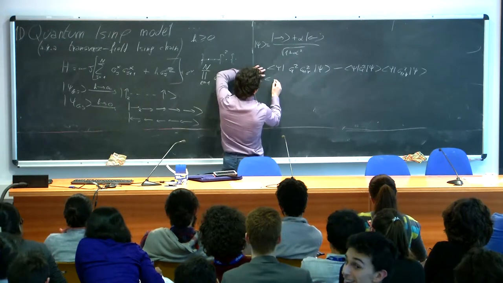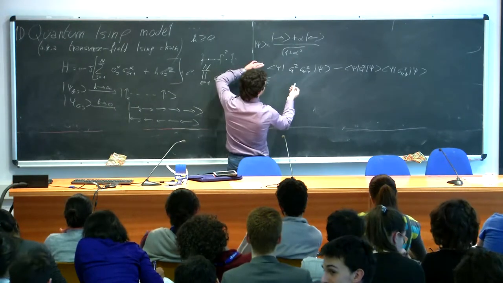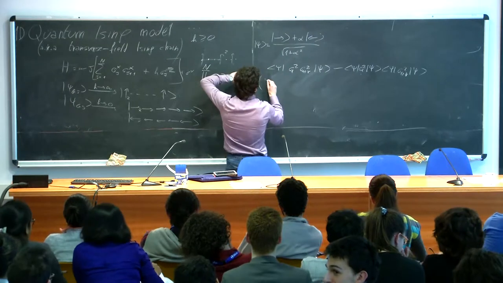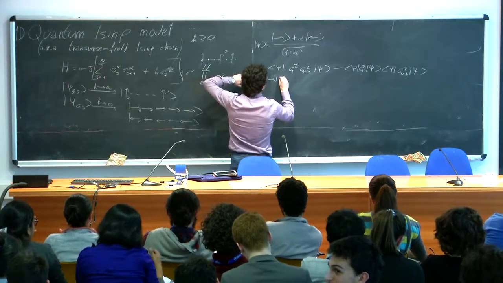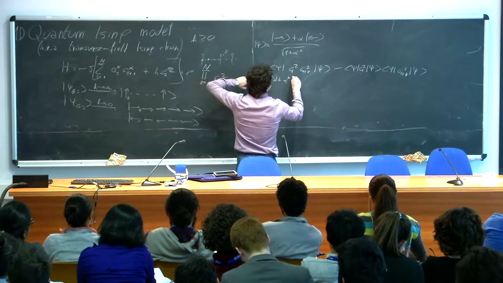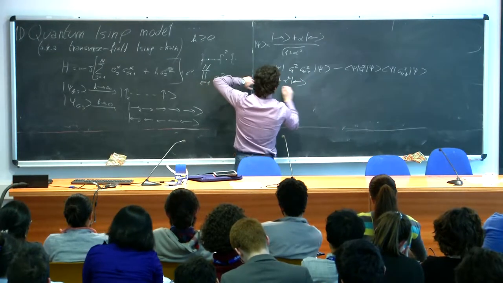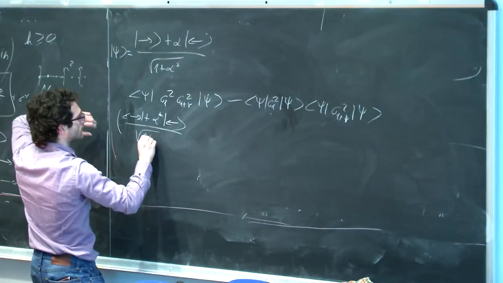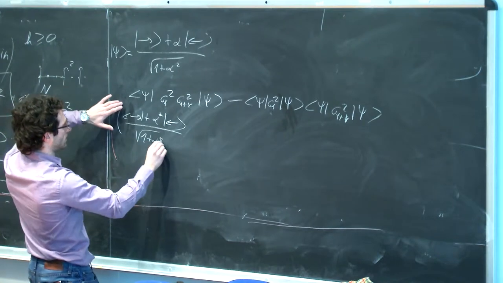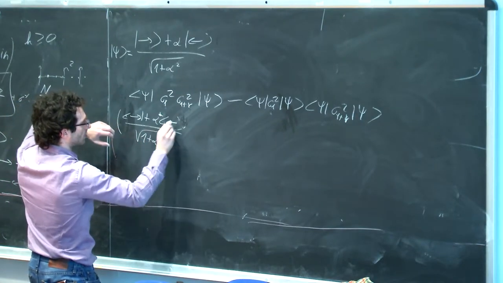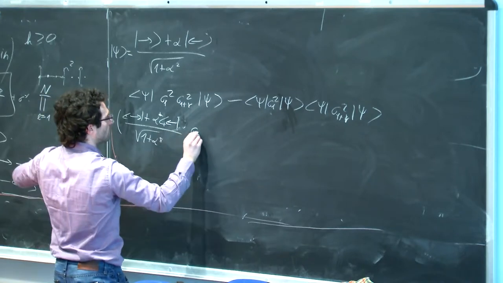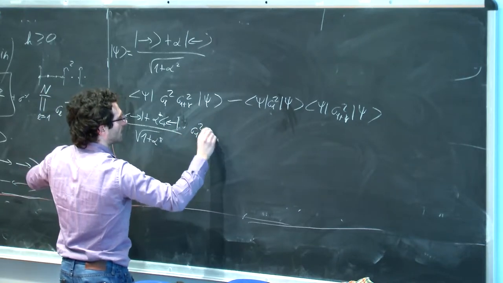So here you have, let's write everything. So we have this state plus alpha star, this value is root of 1 plus alpha squared. No, this is the function. Okay. Then you have here sigma 1 z, sigma 1 plus r z.